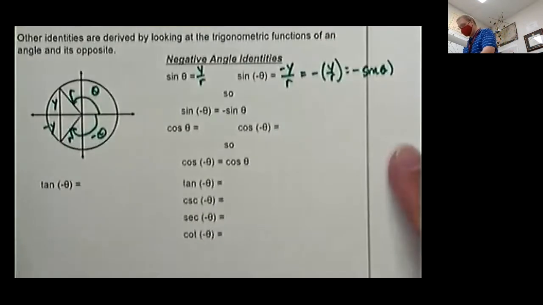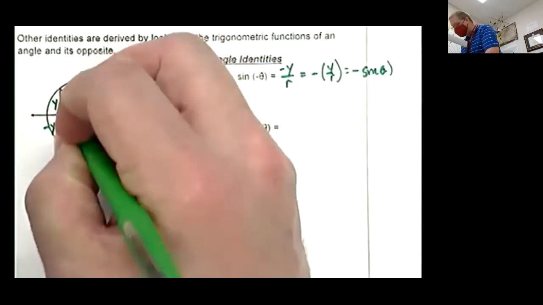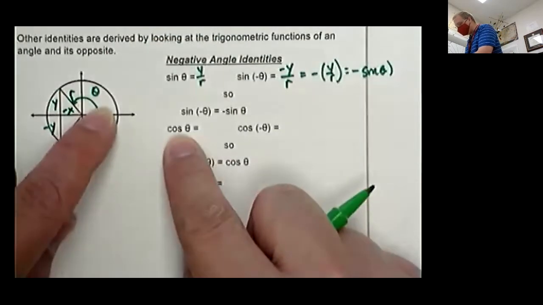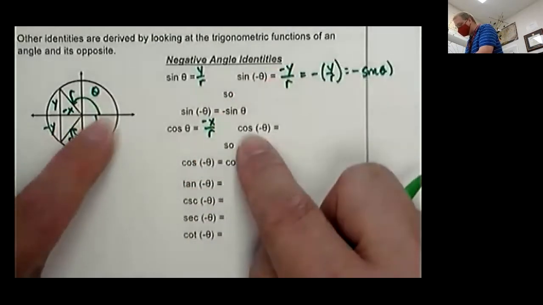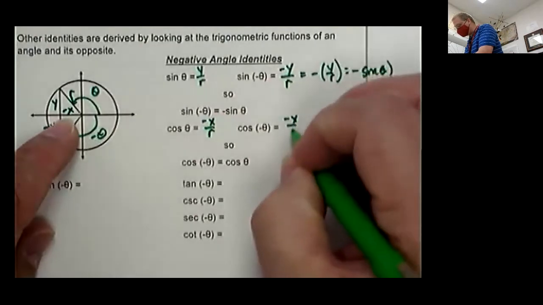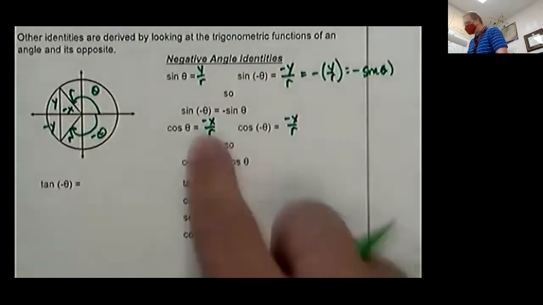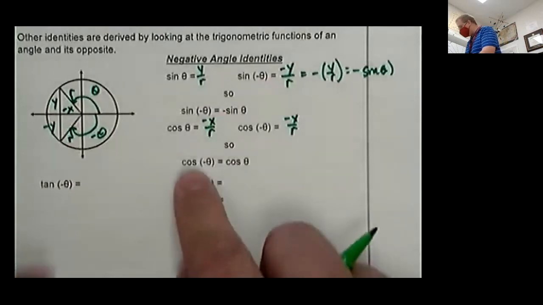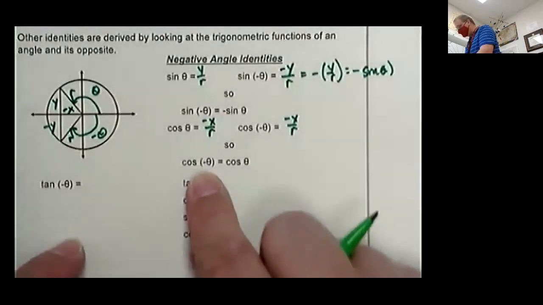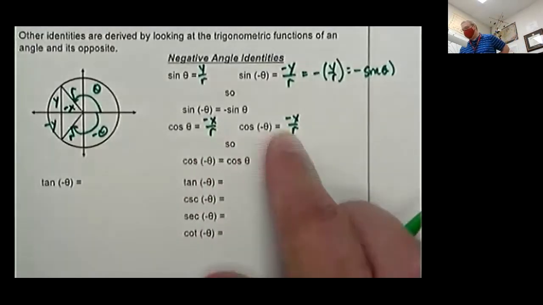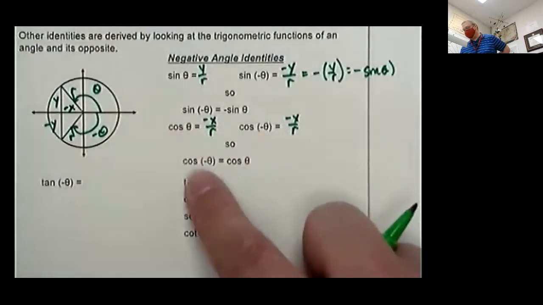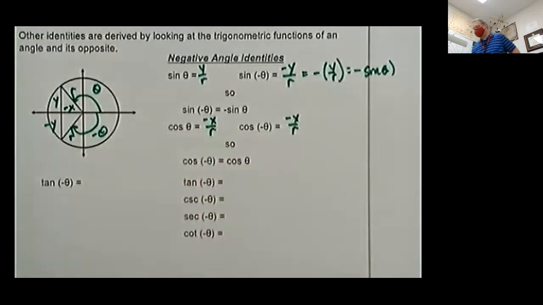So sine of negative theta is equal to negative sine of theta. So if there's a negative theta for sine, it's actually kicking it out to the front to be negative sine. What about cosine? Well, for cosine, these are both x. So cosine of theta is x over r. Cosine of negative theta is also x over r. Well, those are both the same. Therefore, cosine of negative theta is equal to cosine of theta. It doesn't matter whether the angle is positive or negative, you're going to get the same value. So basically, cosine of negative theta eats the negative.